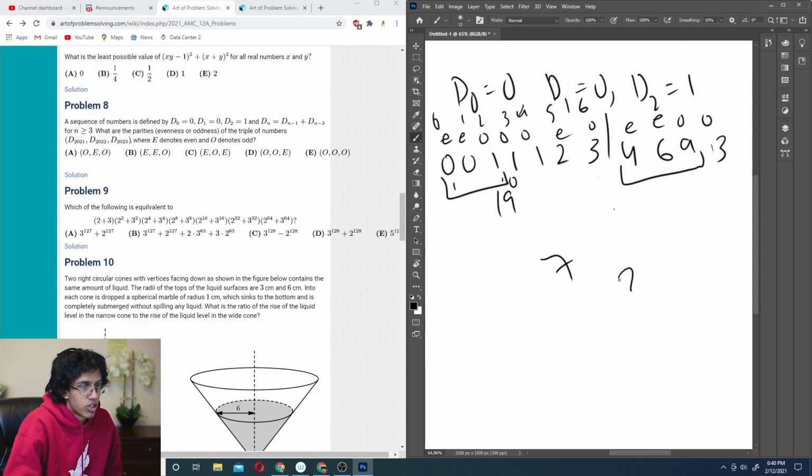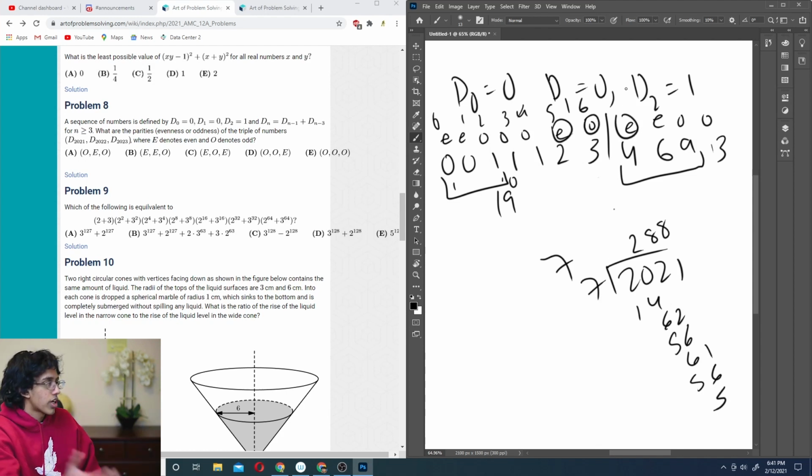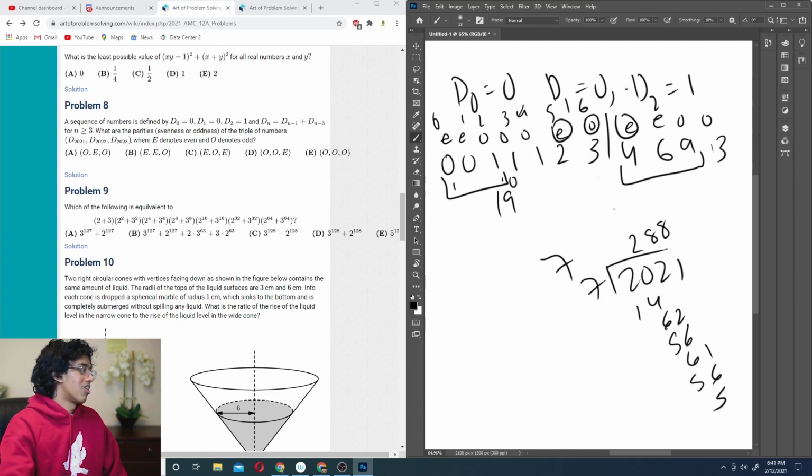So 2021 divided by 7, let's see. 8, 5, 6, 6, 1, 5, 6, 5. So essentially, 2021 is going to be an even, right? Then 2022 is going to be odd, and then even again. So the answer is C. Very cool. Alright, nice.